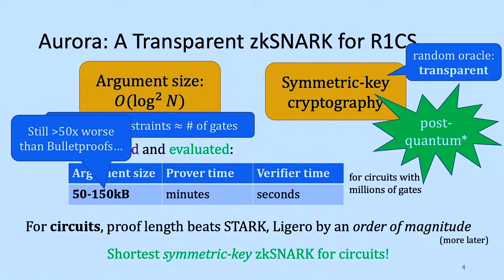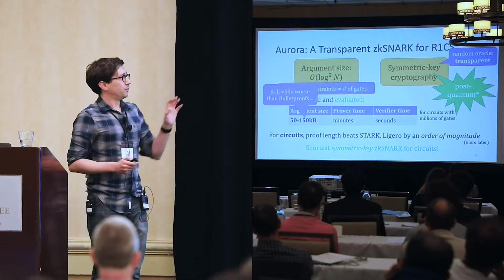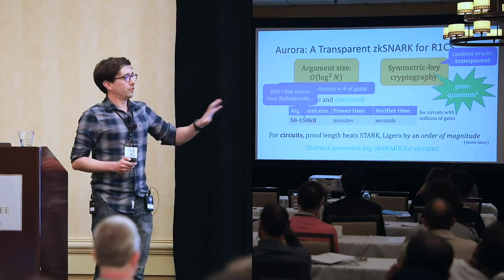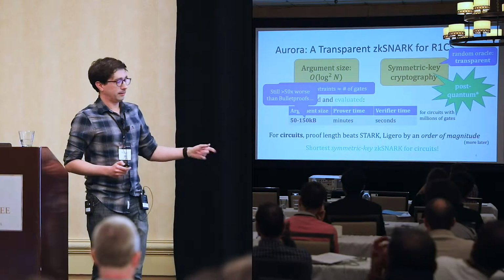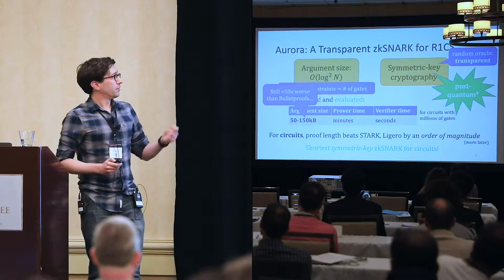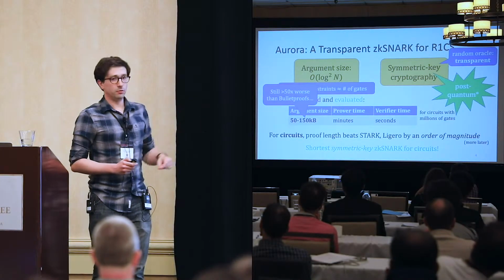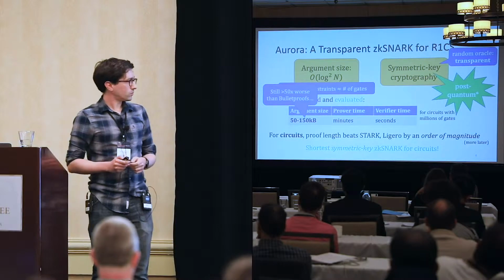Unfortunately, if you really want short proofs, then you need to ditch symmetric key cryptography. So for bulletproofs, you can get proof sizes for the same kinds of circuits which are smaller than 1 kilobyte. So the message is, if you can afford to make cryptographic assumptions, like use public key crypto, then you can do much better than this. Okay.